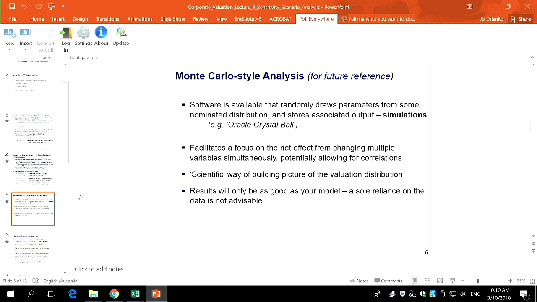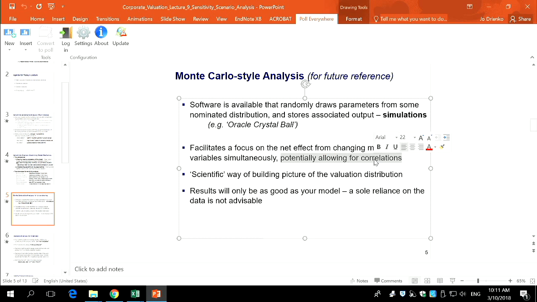Yeah? It facilitates a focus on the net effect of changing multiple variables simultaneously. You can do both sensitivity and scenario, so you can change one variable or you can change multiple variables, allowing for the correlations between key inputs and outputs to be preserved, which sounds nice and it is useful. It is a scientific way of building a picture of that valuation distribution, which is what you want. What I said was the goal of sensitivity and scenario. But here's the kicker. The results will only be as good as your model. A sole reliance on the data is not a good idea.